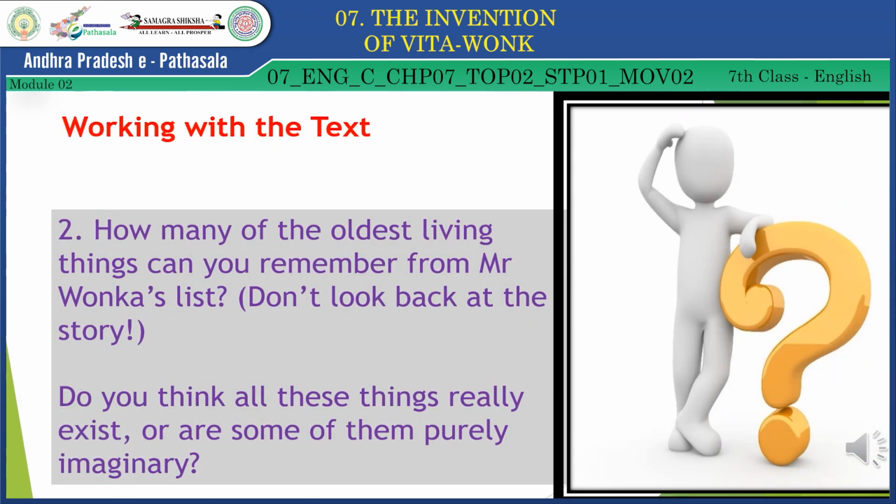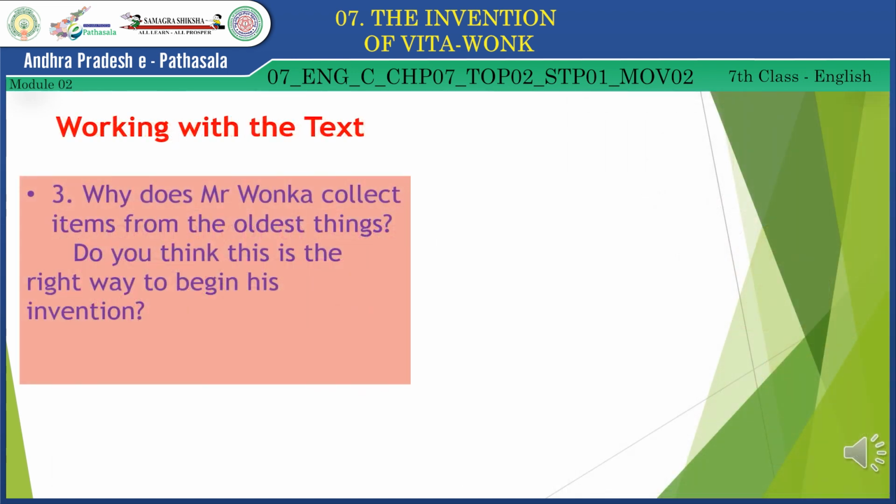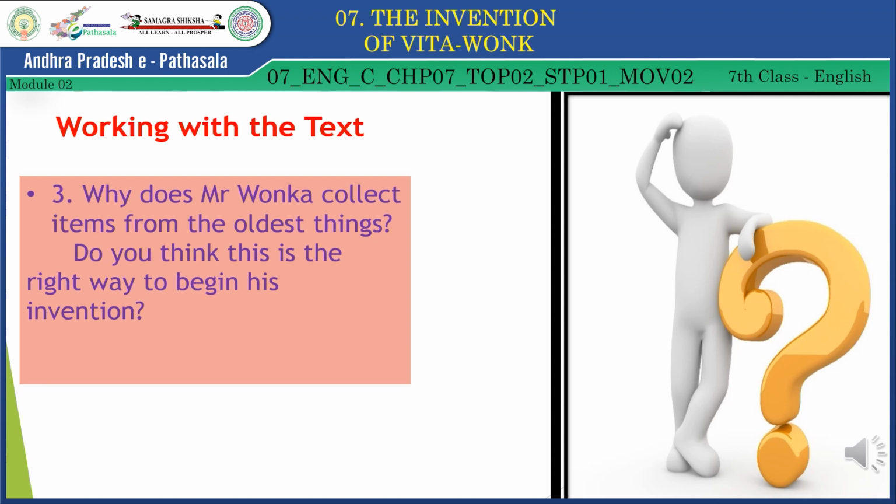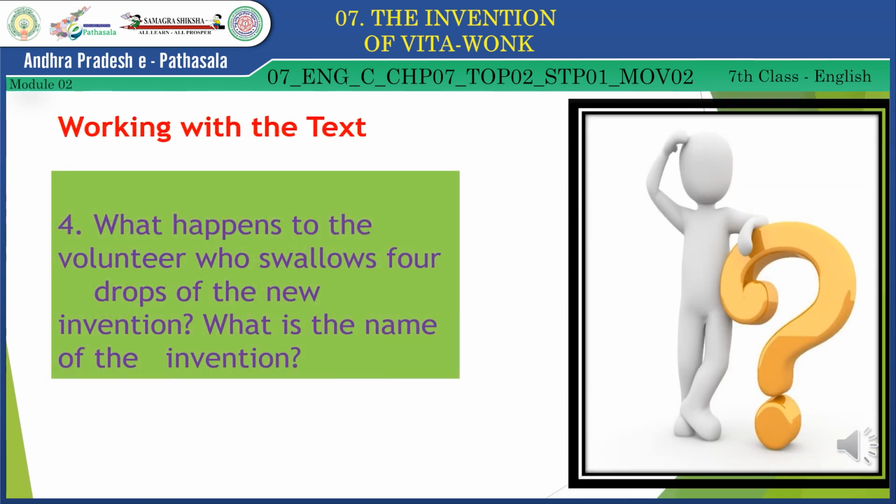How many of the oldest living things can you remember from Mr. Wonka's list? Do you think all these things really exist? Or are some of them purely imaginary? Think and try to answer. Why does Mr. Wonka collect items from the oldest things? Do you think this is the right way to begin his invention? What happens to the volunteer who swallows 4 drops of the new invention? What is the name of the invention?